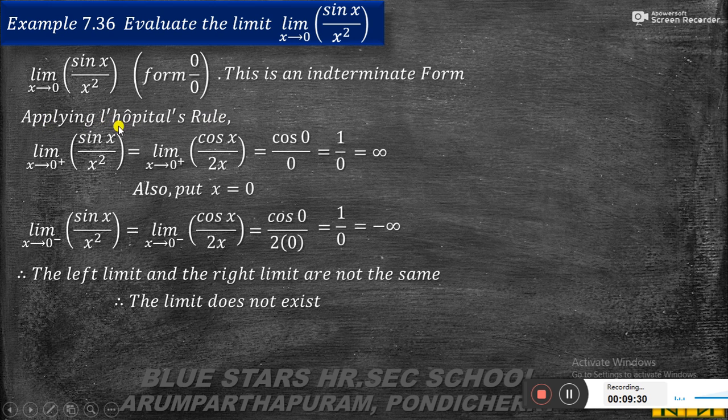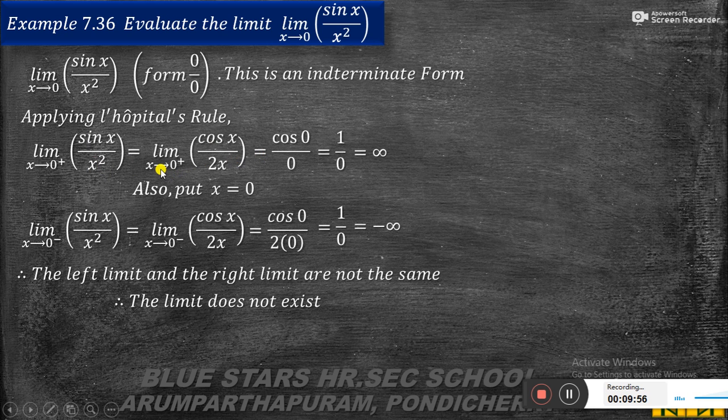Therefore, applying L'Hopital's rule, the limit as x tends to 0 plus is the right limit, so we apply the right limit to sin x by x square. We differentiate the numerator: the differentiation of sin x is cos x. Now we differentiate the denominator: the differentiation of x square is 2x.